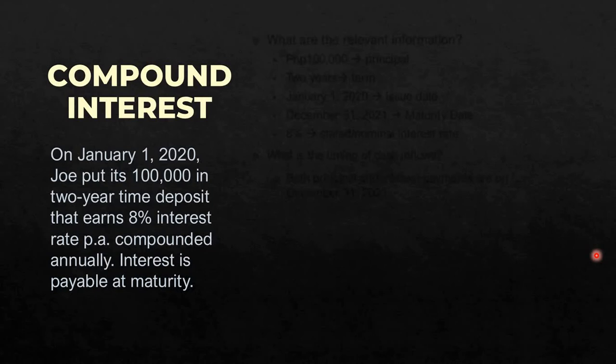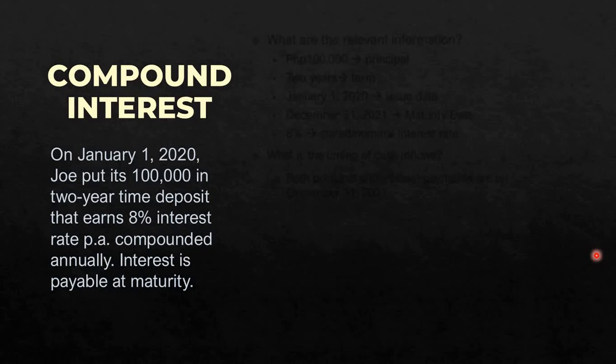So, ngayon, dito na tayo sa compound interest. So, on January 1, 2020, Joe put its 100,000 pesos in a 2-year time deposit that earns 8% interest rate per annum. So, pag sinabi natin per annum, annually. Compounded also on an annual basis. Interest is payable at maturity.